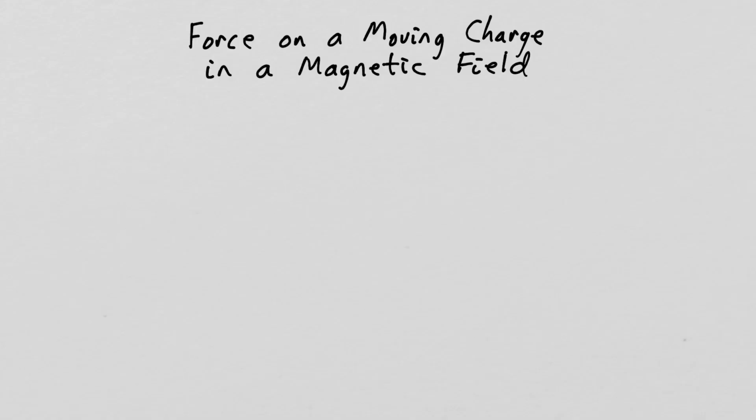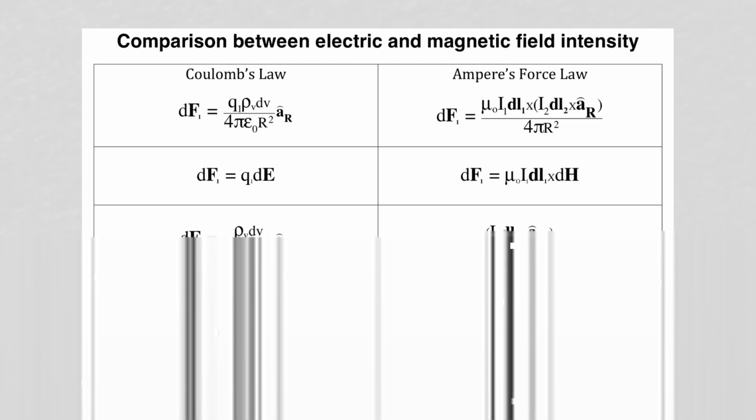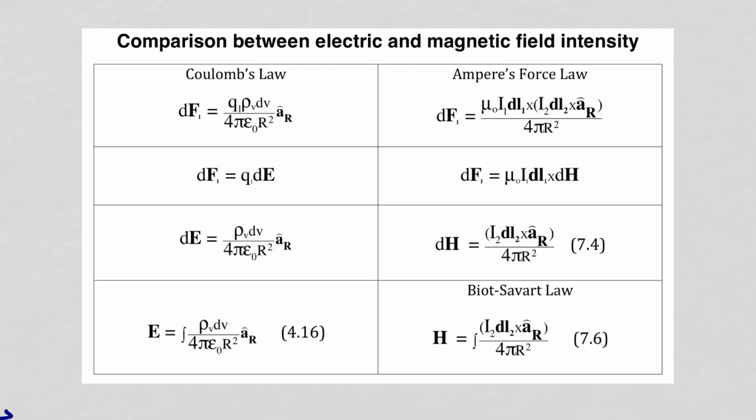Let's take a look at the force on a moving charge in a magnetic field. Later, we'll utilize this to explain the operation of railguns, motors, mass spectrometry, and the Hall effect. We've already encountered forces between current-carrying wires.